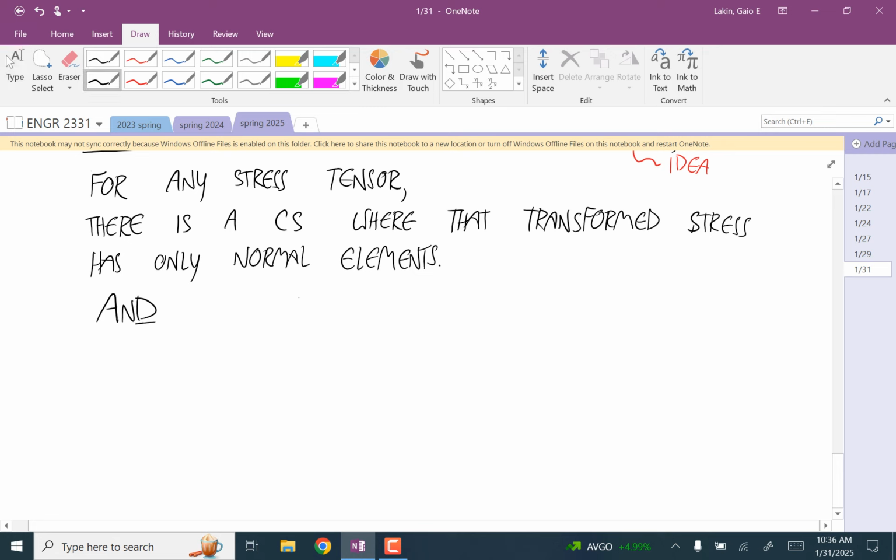But there's more. And so if you transform your stress, okay, wait, let me tell you the name. Sorry about that. Has only normal elements. So this is the principal stress tensor.